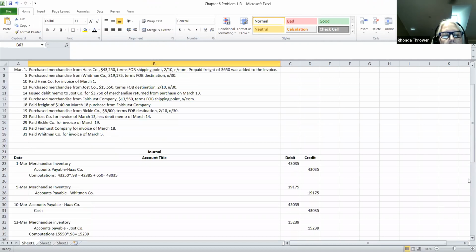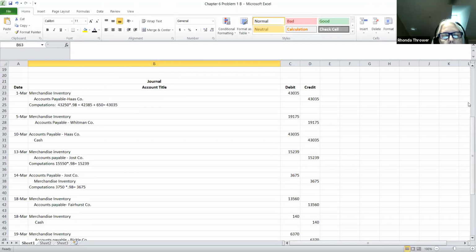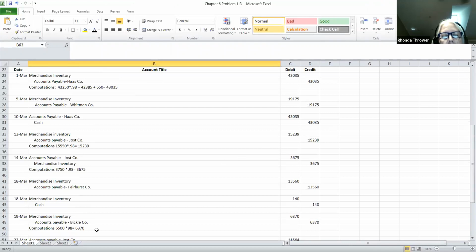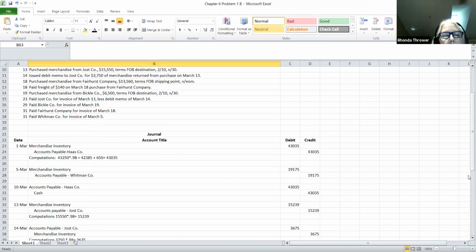Moving on to the 19th, we are buying merchandise from the Bickle Company, $6,500. Terms were FOB destination. That means the seller is going to pay the shipping. It doesn't have anything to do with us as the buyer, but the seller has offered us a 2% discount. So we're going to take the $6,500 and multiply it by 98%, and that will give us $6,370, which we debit to the merchandise inventory and credit to accounts payable.